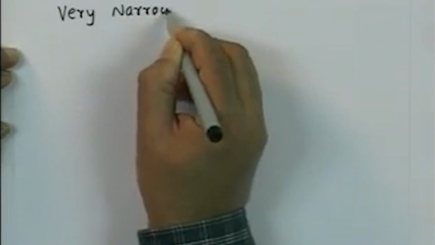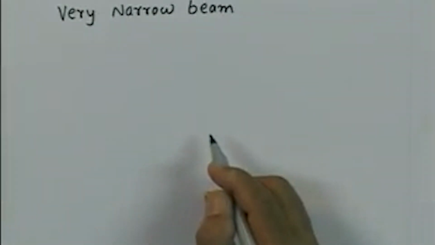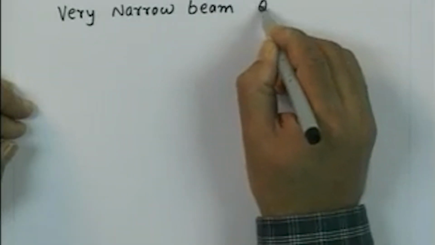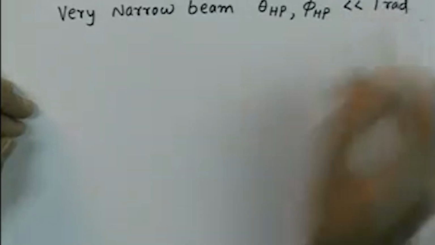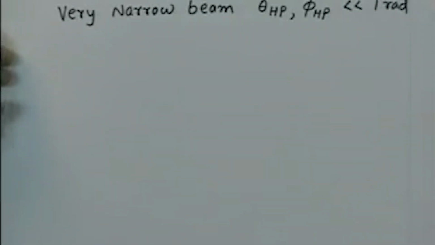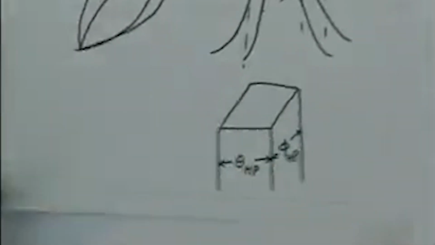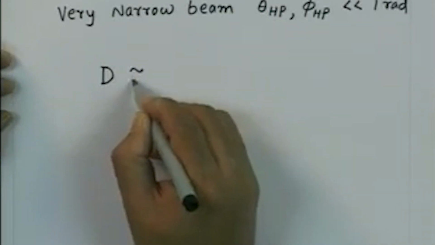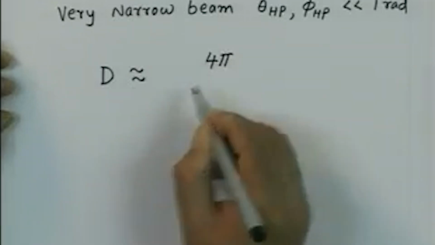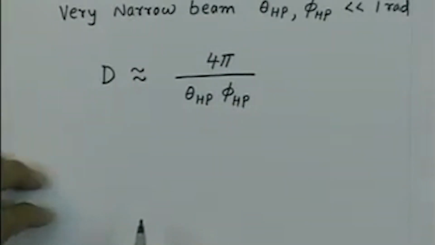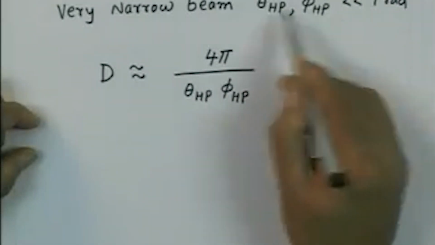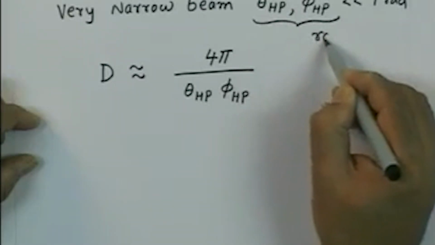So, if you take a very narrow main beam, such that your theta half power and phi half power are much smaller compared to 1 radian, then this integral can be approximated by simply theta half power times phi half power. So, I can substitute now into this. So, directivity approximately for a highly directional antenna is 4 pi divided by theta half power times phi half power, where theta half power and phi half power are measured in radians.